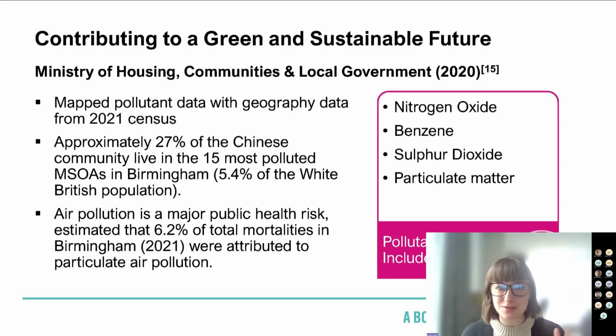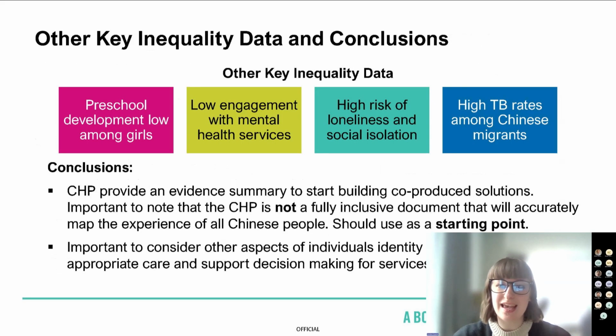Now, I know it's been a whistle-stop tour and I've thrown a lot of information at you. There are some other key inequality data and considerations throughout the report. I've put a couple on screen, but that's not a full list of everything. For example, preschool development was low among Chinese girls in Birmingham. This is looking at the academic year of 2018 to 2019, of those finishing reception, based on early years development.